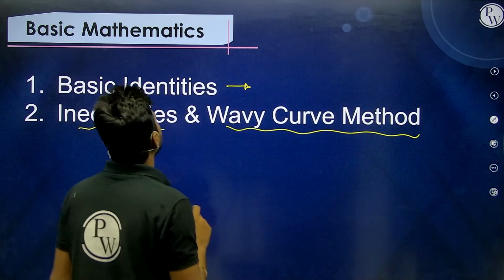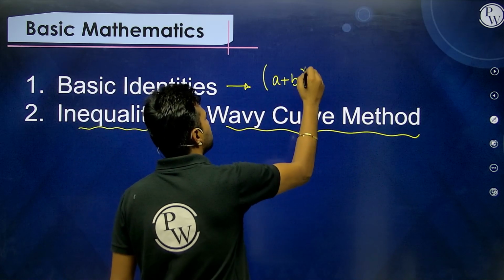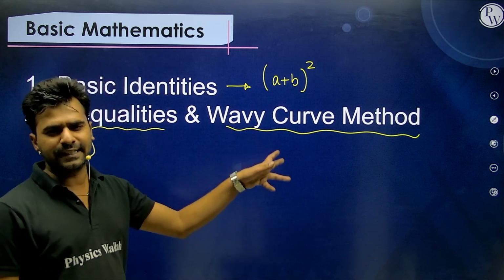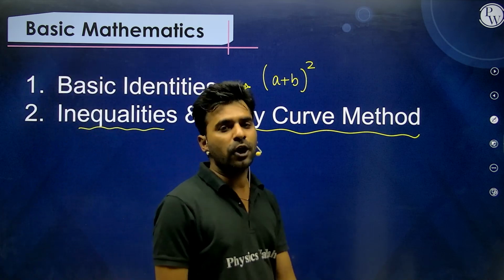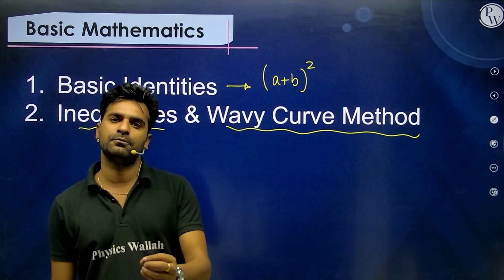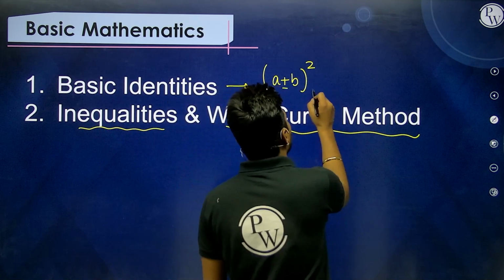So in this basic identities portion, we're gonna have a look at (a plus b) whole square, which I think all of you guys know, yes or no? Now these identities are relatively simple, but a lot of students don't know how to apply them in problem solving. Are you amazed? I'll tell you. (a minus b) whole square is also there.